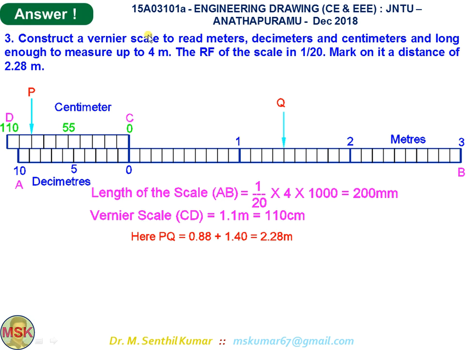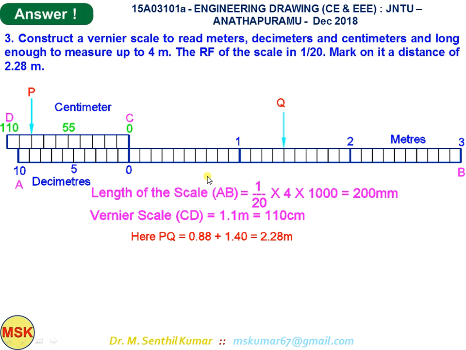First, using the RF, you have to find the length of the scale AB required. The length of the scale AB is equal to the RF, 1 by 20, into the distance to be measured, up to 4 meters. So 1 by 20 into 4 meters. I am converting 4 meters into millimeters; 1 meter equals 1000 millimeters. So 1 by 20 into 4 into 1000 gives 200 mm. The length of the scale AB is equal to 200 mm.